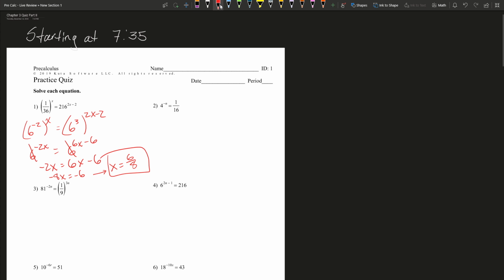Same thing on number 2. We want the same base on both sides. So 4, we're going to leave 4 here. And 1 over 16 is 4 to the negative 2, sorry. Because the same base is on both sides, we can cancel those out. So negative n will equal negative 2. n then will equal just positive 2.